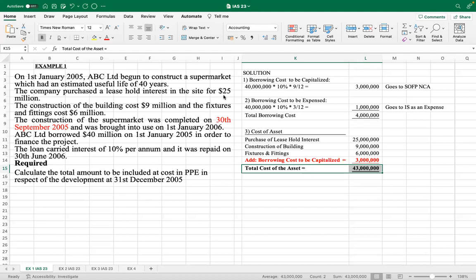So repeat how you got 1 million. What is the full word for what? Pascal. IAS is International Accounting Standard. Okay, so let's move on.